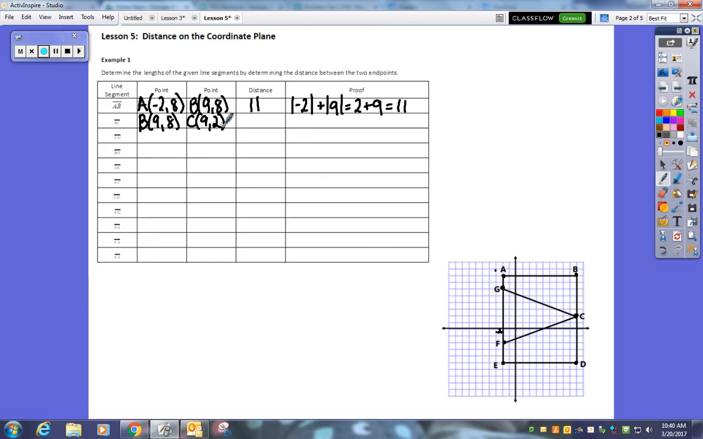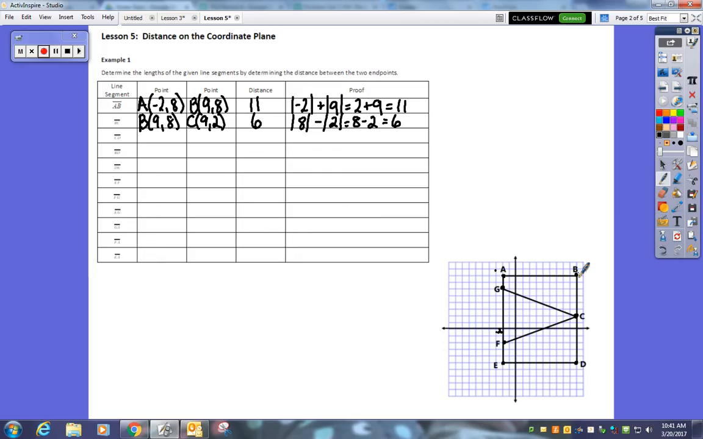So the one that they share in common is the 9. So we're going to look at the 8 and the 2. 8 and 2 have the same sign, which means we're going to subtract their absolute values. So the absolute value of 8 is 8, and the absolute value of 2 is 2. 8 minus 2 is 6. So their distance is 6. Again, if you were to count, you could see from point to point, 1, 2, 3, 4, 5, 6.